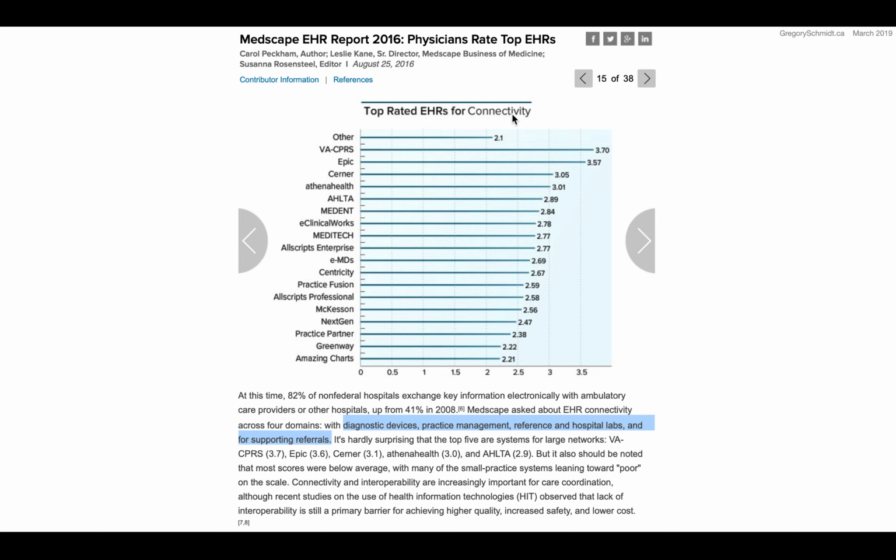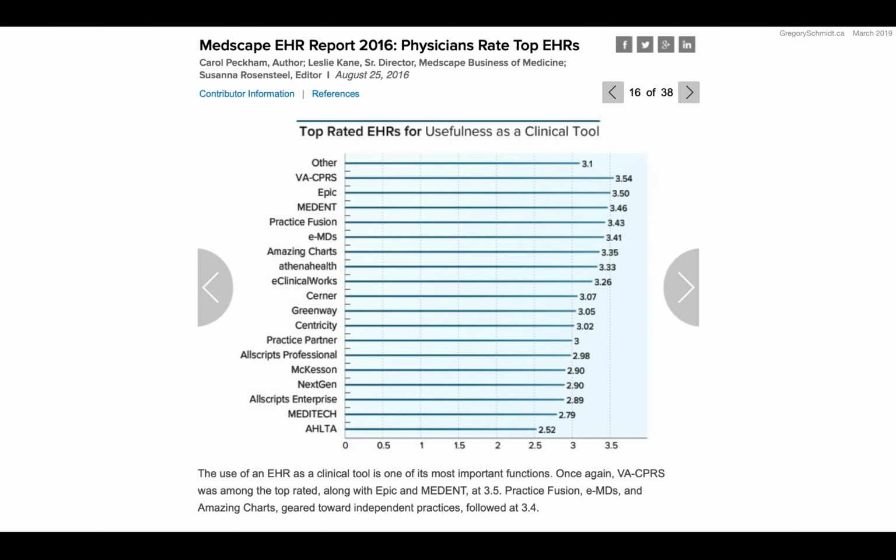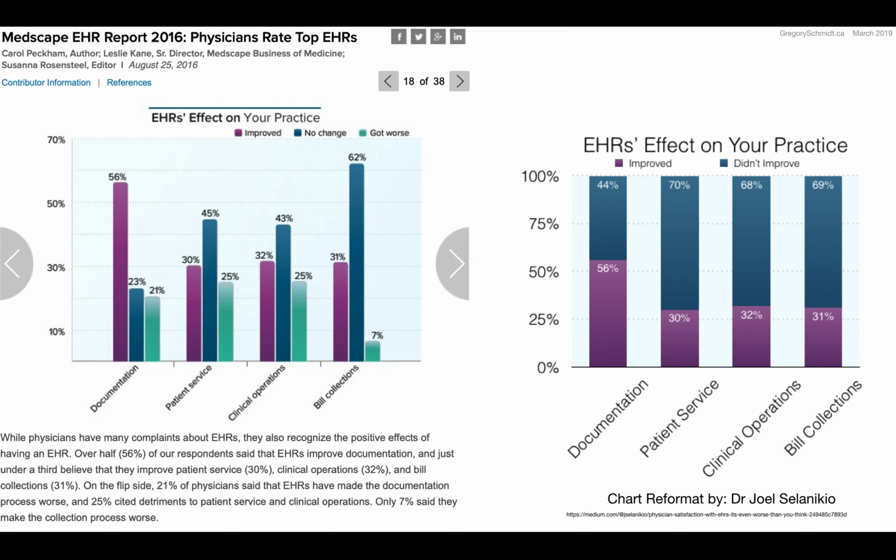If we look at rankings for connectivity, the highest rating again is for VA and CPRS, and connectivity here is being defined as interfacing with diagnostic services, practice management, reference, and hospital labs, and supporting referrals. If we look at the top rankings for the usefulness as a clinical tool, an important question, we see that the one that comes out on top here, again, is the VA system.